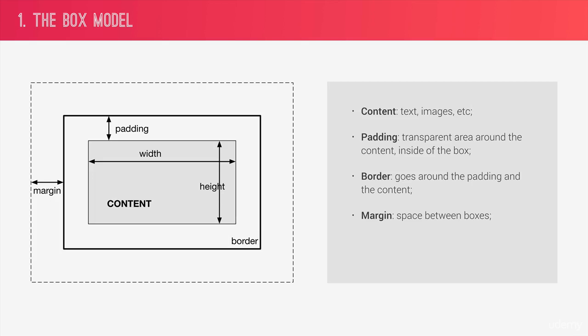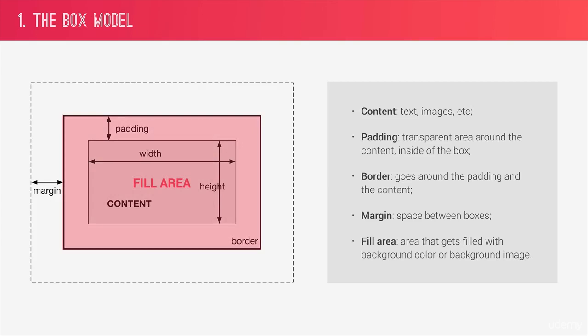And finally, there's something called the fill area. Remember how the text content and images go inside the content box? The same does actually not apply for background images or the background color of a box. These properties will be applied not only to the content box, but to the entire fill area, which also includes the padding and the border, but not the margin.